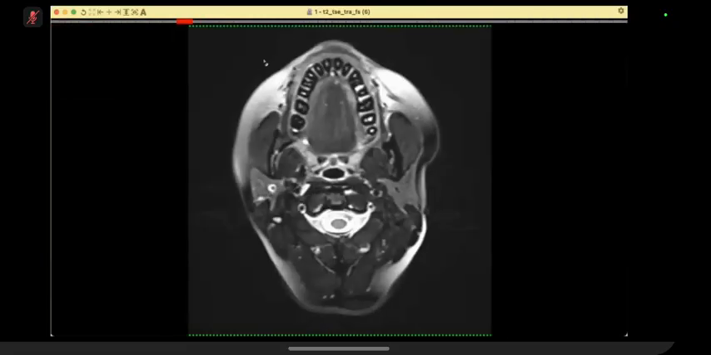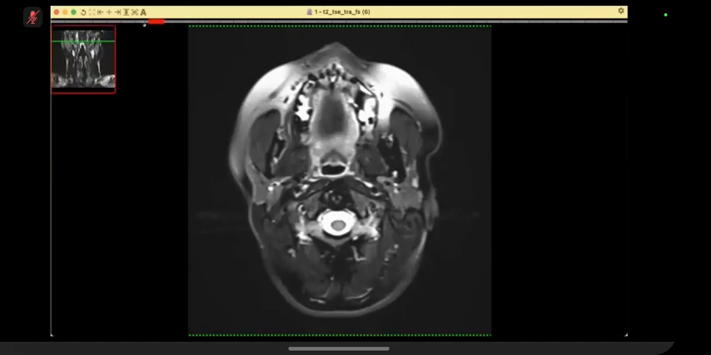Okay, we go to the next case. This is a neck MR. This patient is a 30-year-old with neck swelling. Midline neck swelling. Over to you.